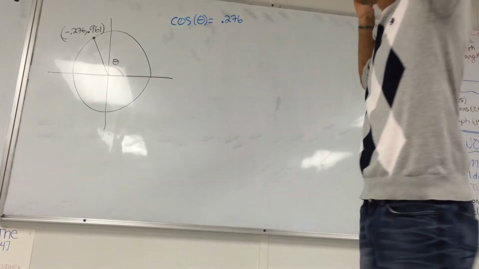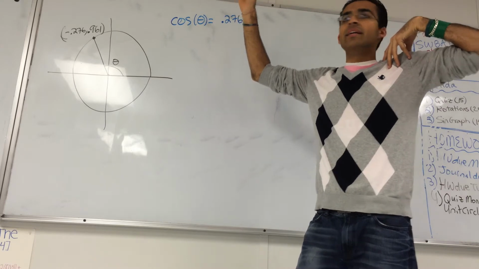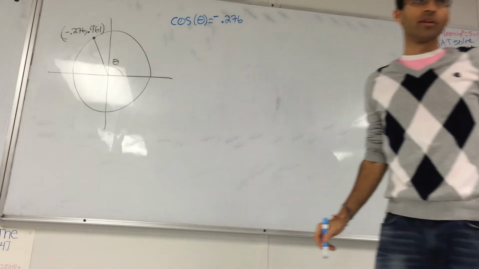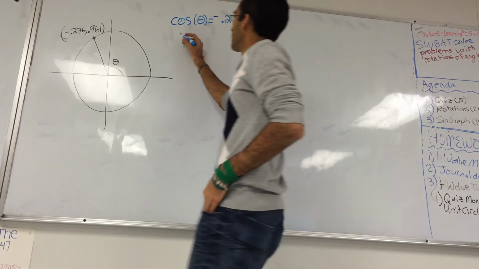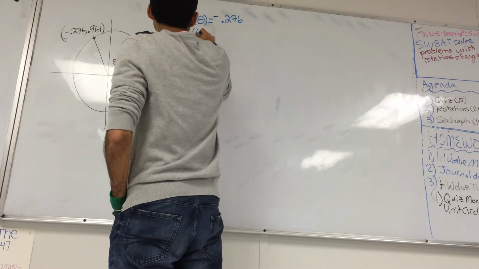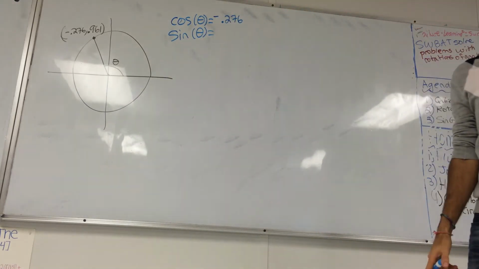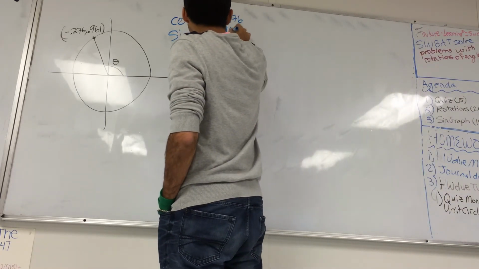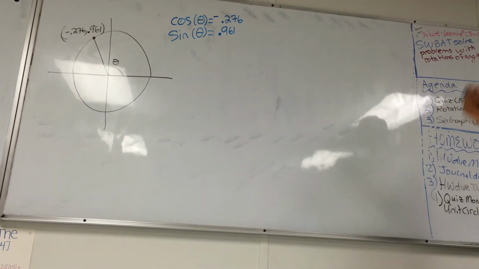Cosine is the x-coordinate. So what is the x-coordinate here, Martyr? Negative 0.276. Yesenia, what's the sine of theta? 0.961. How did you get that? Looking at the y-coordinate. Very good. All right.